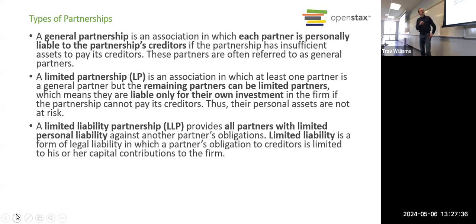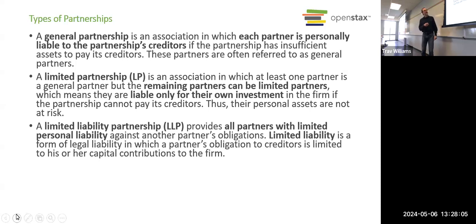If you have a limited partnership, that means you have at least one general manager who's managing the business and at least one limited partner who's not managing the business and only contributing money. So the limited partners are only liable for their investment in the firm. They do not have to repay creditors if the partnership fails to pay its debts.